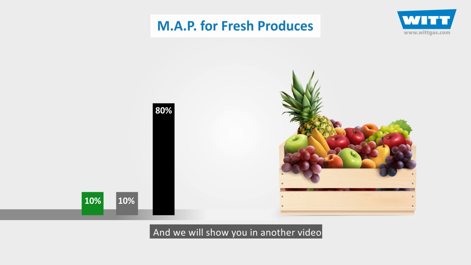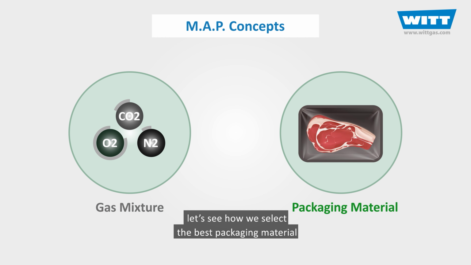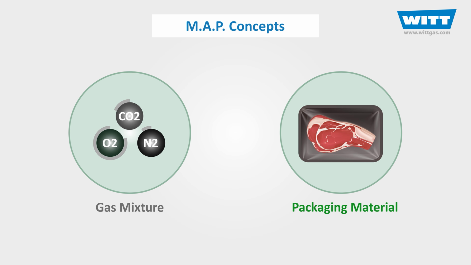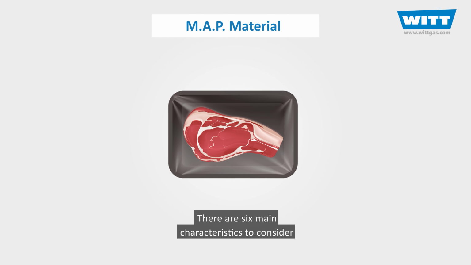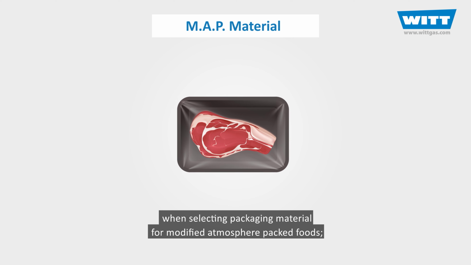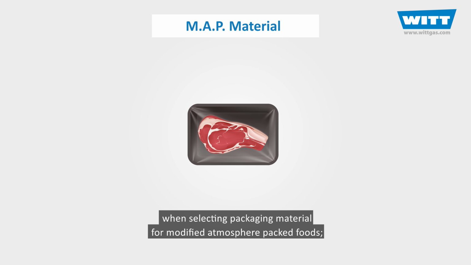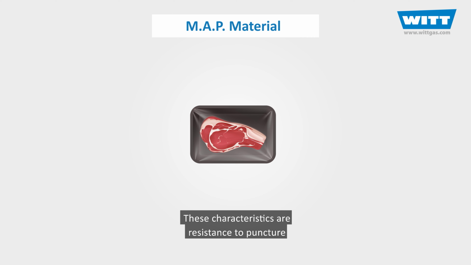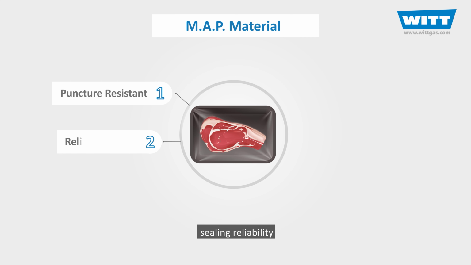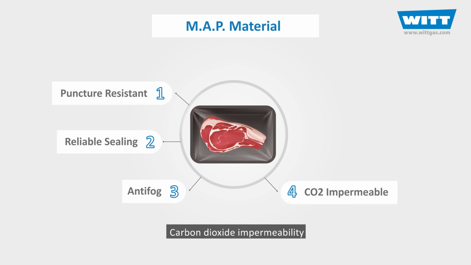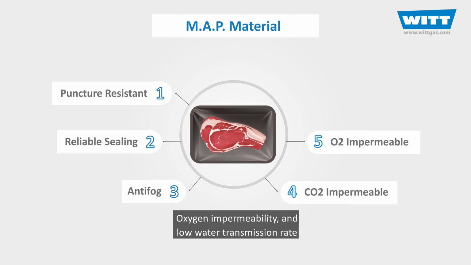Now that we've got familiar with the gas mixture concepts, let's see how we select the best packaging material, as it's essential to maintain the quality and safety of MAP foods. There are 6 main characteristics to consider when selecting packaging material for modified atmosphere-packed foods. These characteristics are resistance to puncture, sealing reliability, anti-fogging properties, carbon dioxide impermeability, oxygen impermeability, and low water transmission rate.